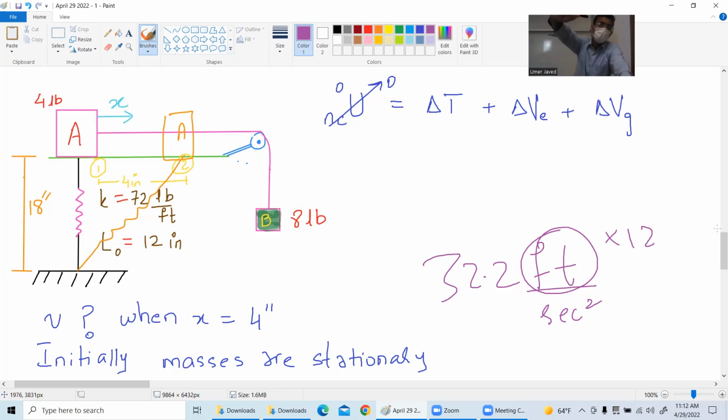Hang on. I just need to explain something. Don't convert everything into inches because your problem will become very complicated. Keep everything in feet. This is my intuitive guess, but let me double check my notes. Put everything in feet. Okay, anyways.